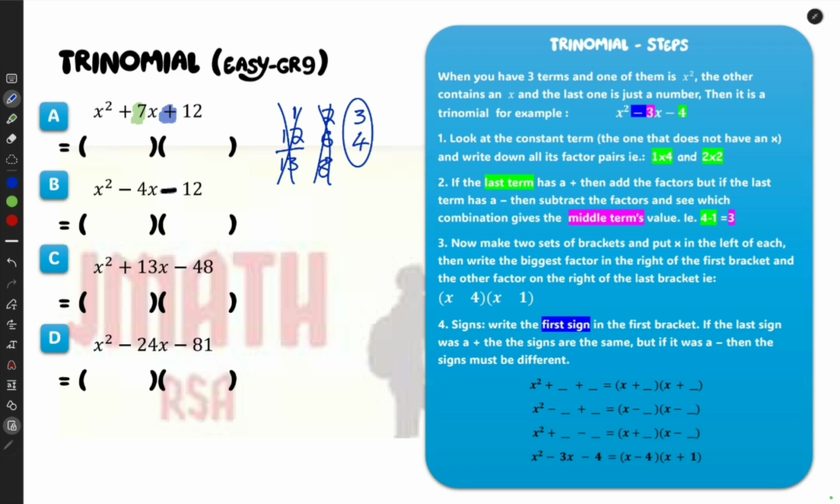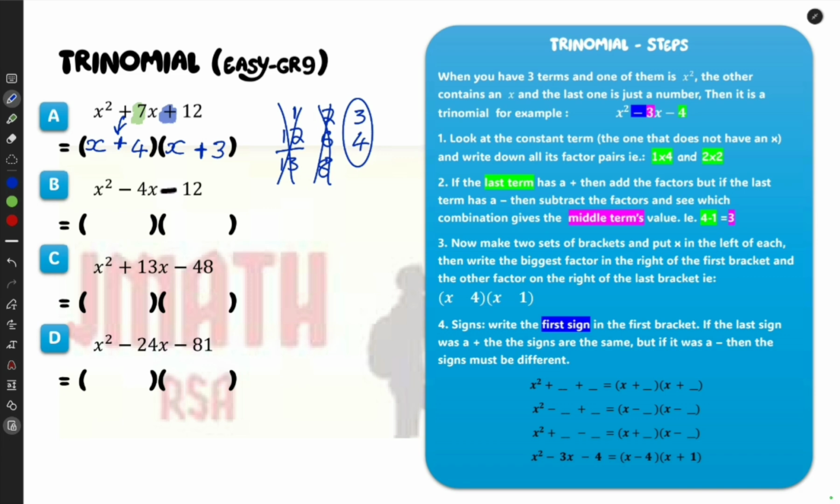Okay, how do I fill in my brackets? So in grade 9, it's always going to be 1x squared. So my brackets are always going to be x and x. And now I write the biggest number in the first bracket. So the 4 is bigger than the 3. Okay, so then I take the sign that was in front and I put it in the first bracket. And then the plus at the back tells me the signs need to be the same. So there we go, x plus 4, x plus 3. If I FOIL that out, or if I multiply the brackets, I am going to get to the initial trinomial.